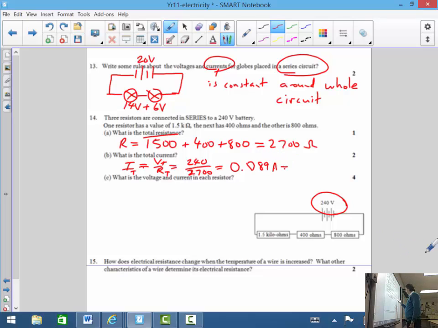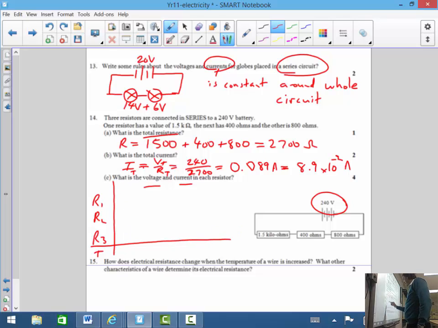But you could write that as 8.9 by 10 to the minus 2 amps. That works out a bit better. Again, you can do voltage and current here. If you still want to stick with the table again, you've got 3 resistors here now and a total.